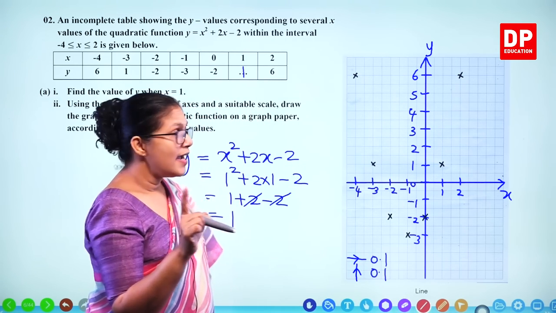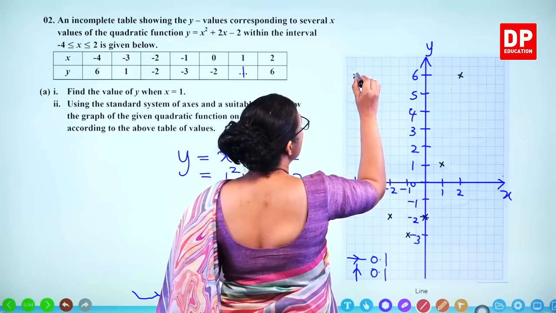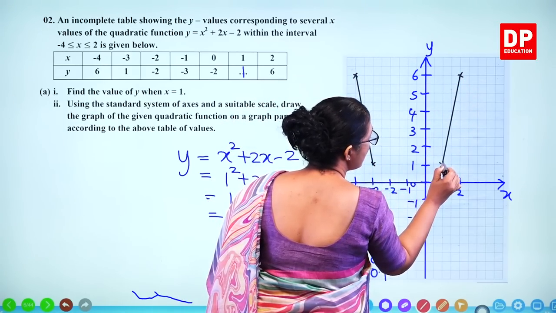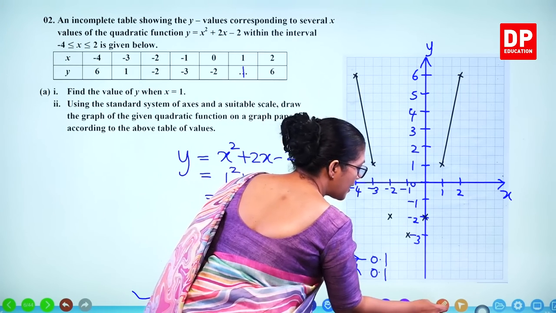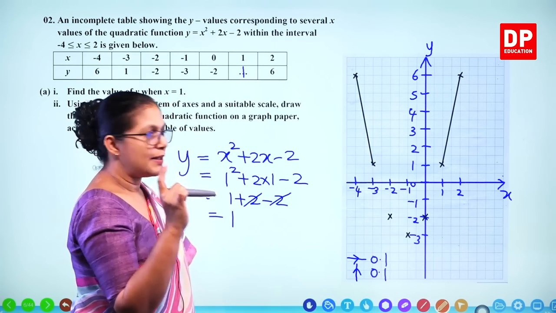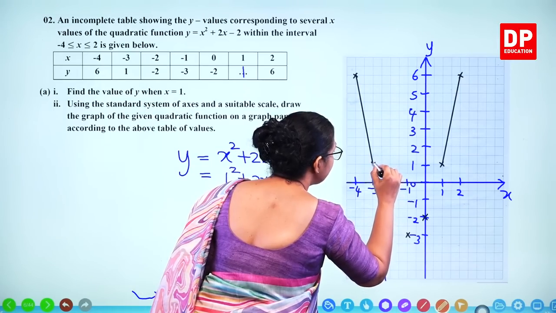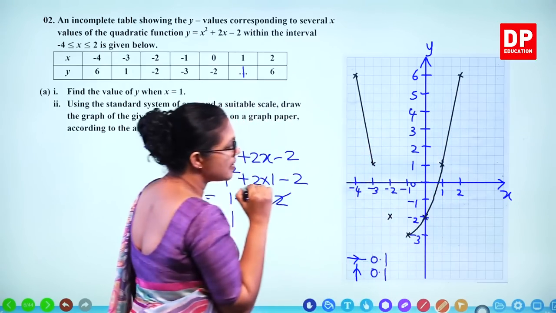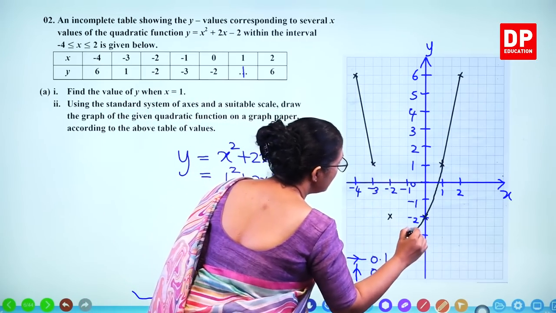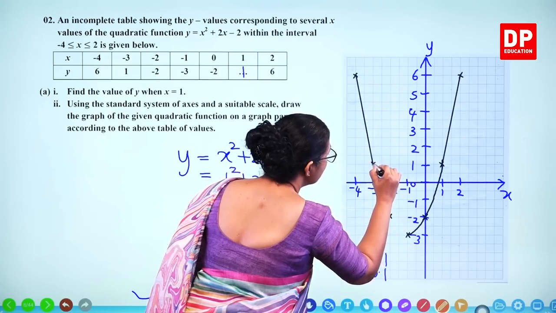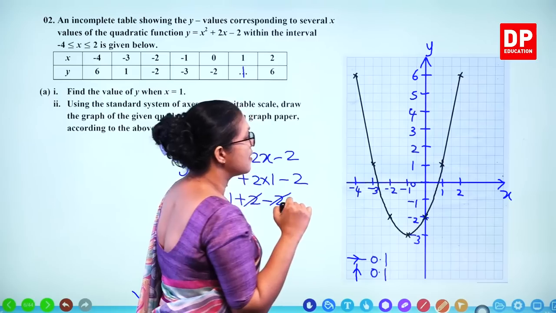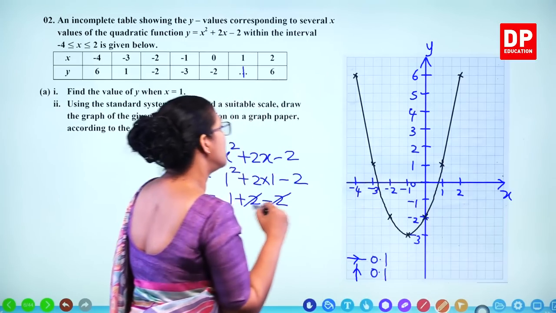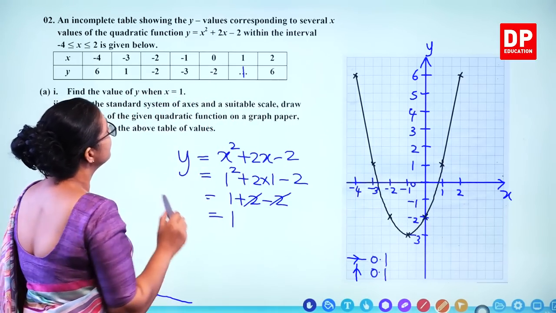So what's my advice? You can take the ruler just to connect the two endpoints. That's all. Then you have to connect the other points smoothly. Don't take the ruler. So we'll start from here and draw this part, this, and here we can draw the other one like this. So this is the graph for this quadratic function.